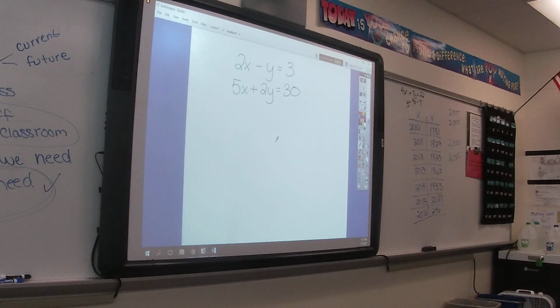William, what would you like to multiply? The top one by 2. Top one by 2. Yeah. Anybody say, are we okay with the top one by 2? Would anybody have done something different?